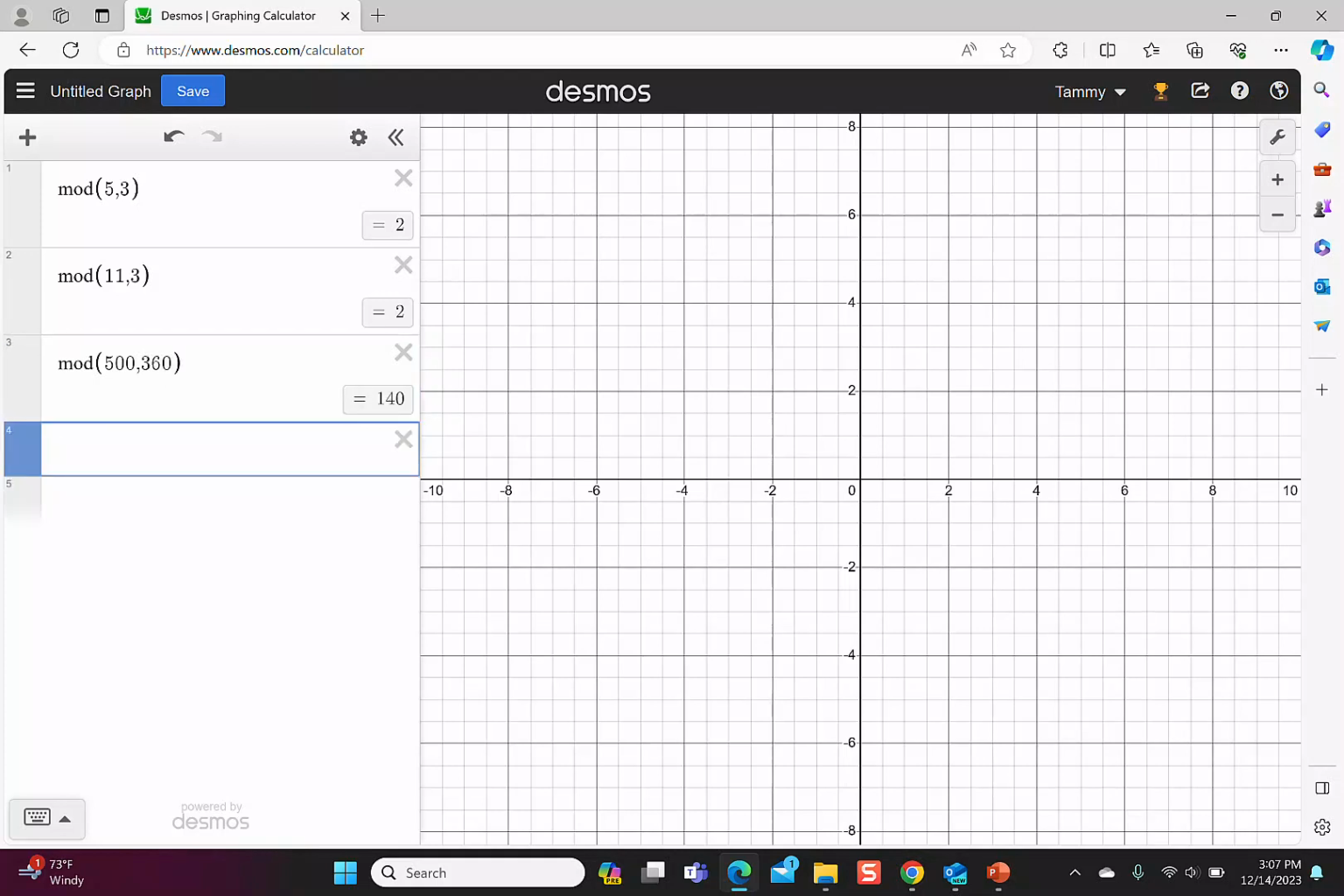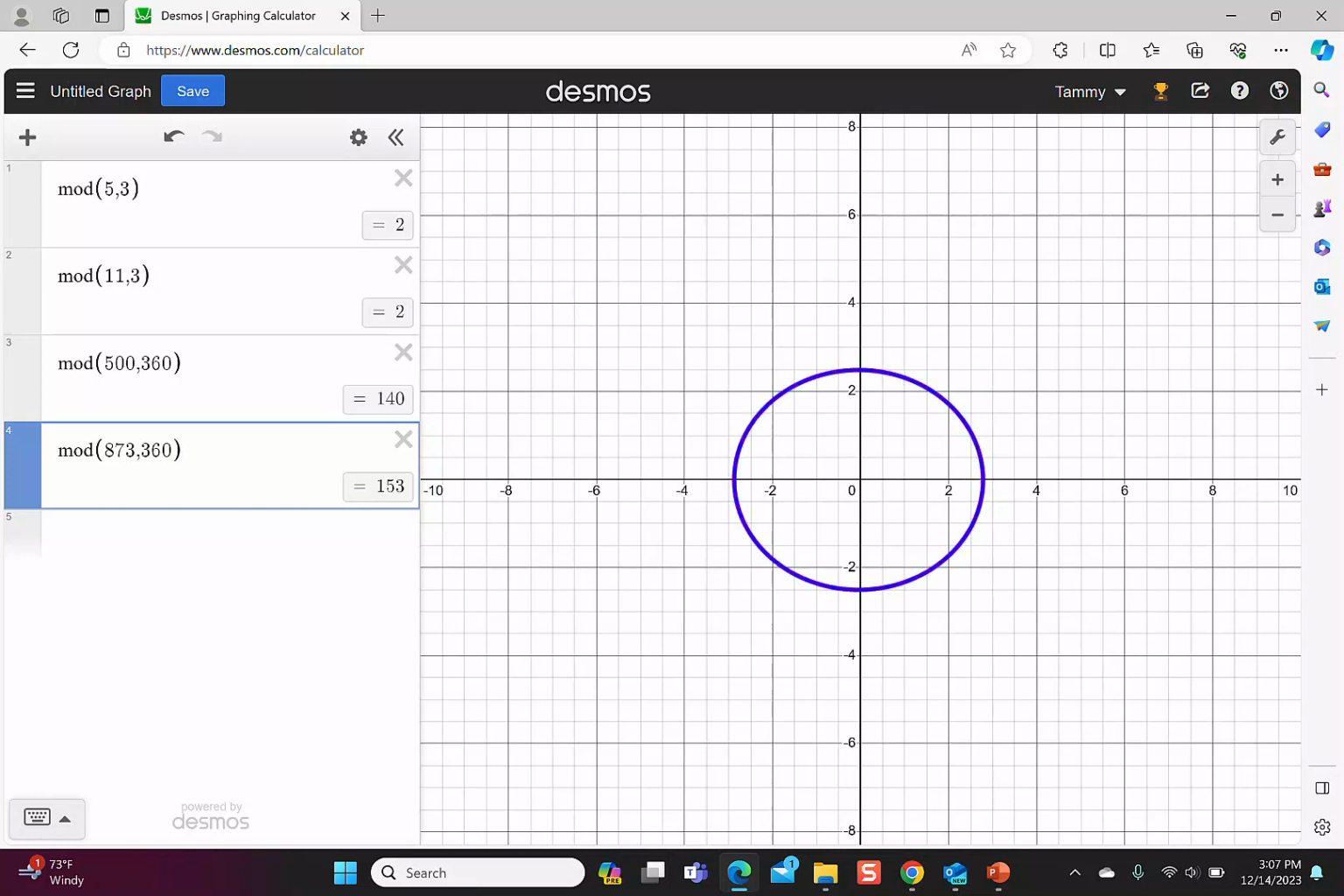So this means we went all the way around the circle once, and then we went an additional 140 degrees. If I put in the mod of something much larger, like 873, again I do 360, it tells me 153. This time, we went around the circle once, which is 360, twice made it 720, and then the part that was left over was 153 degrees. So we're not having to think how many times did we go around the circle to find our coterminal angle.